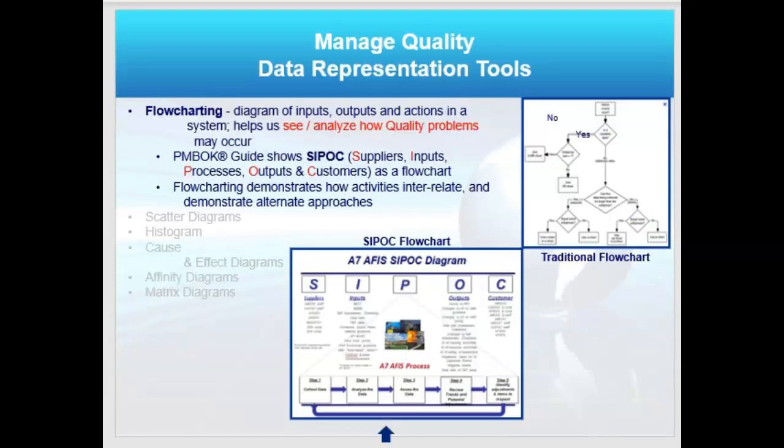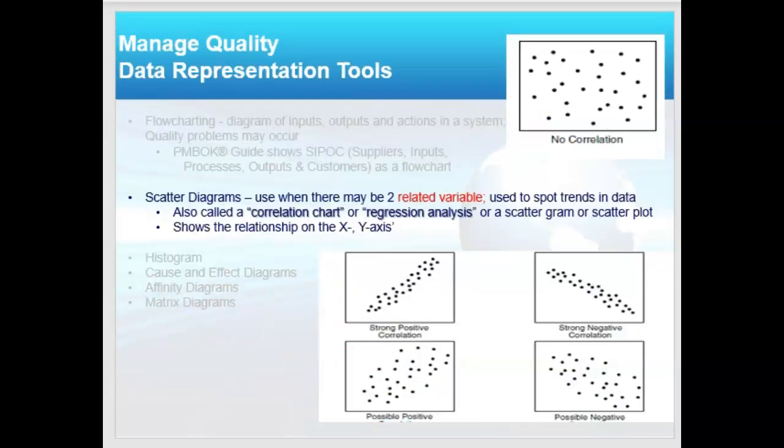Now, those manage quality tools, these are your data representation tools. So flowcharting came up. A typical flowchart is here on the right, where you end up with a decision point in the diamond and yes or no decisions, right? Traditional flowchart. Also note that for the exam, SIPOC is a type of flowcharting, and that stands for suppliers, inputs, processes, outputs, and customers. SIPOC, a type of flowcharting.